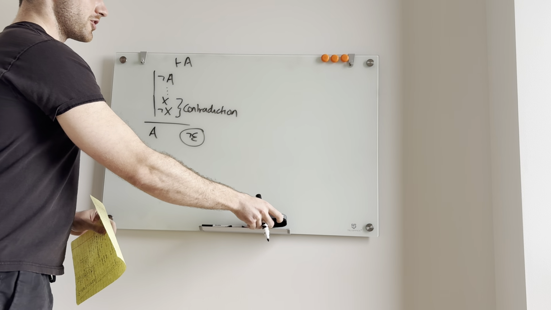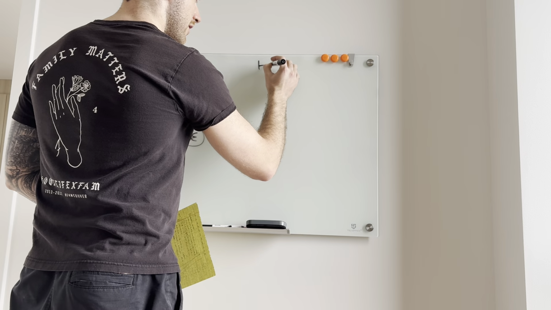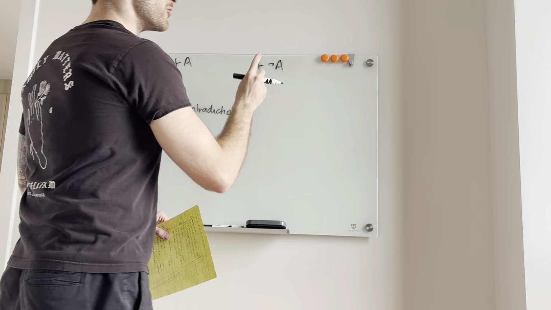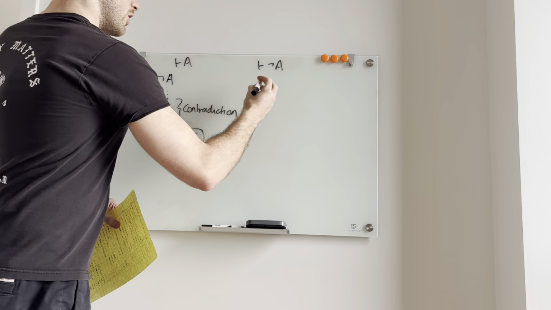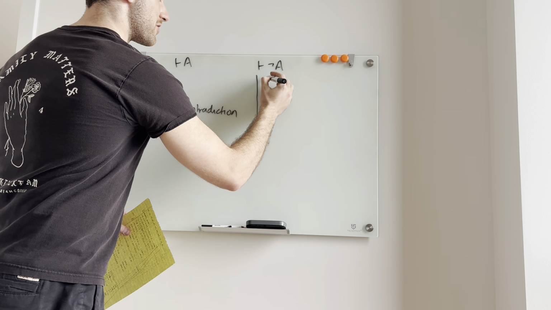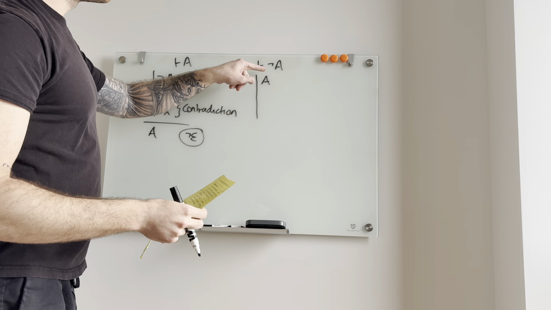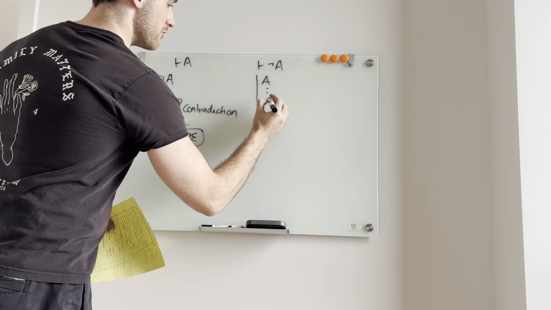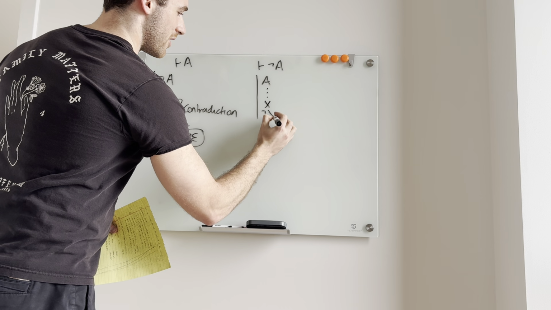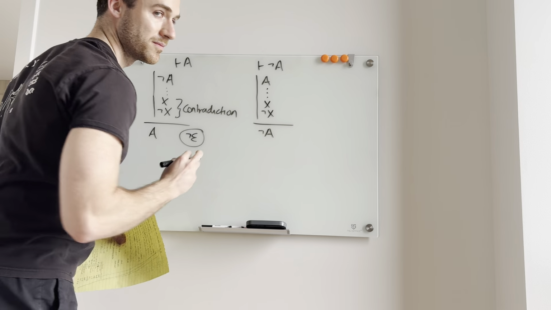There's one called negation introduction that works the exact same way. So let's say I'm trying to prove not A. I'm trying to prove that A is false. What you can do is assume A. Again, you assume the opposite of what you're trying to prove. You do a couple steps here, you get yourself a contradiction, and that tells you that A must be false.